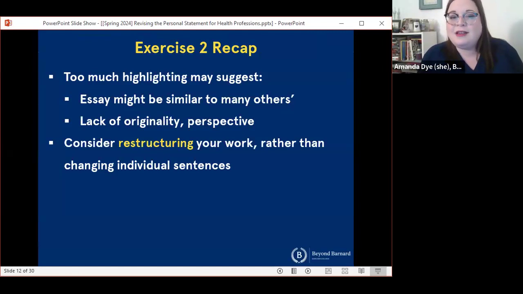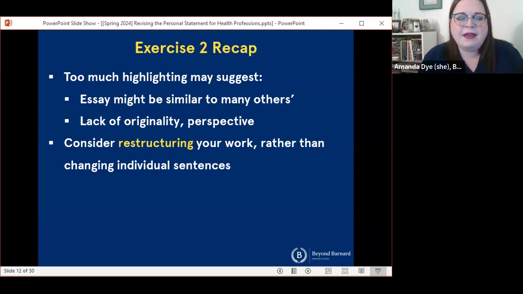And it may suggest that your essay could be similar to a lot of other essays that professional programs are likely to get. It also may signal that maybe there's not enough originality or enough of your individual perspective being captured in the personal statement.